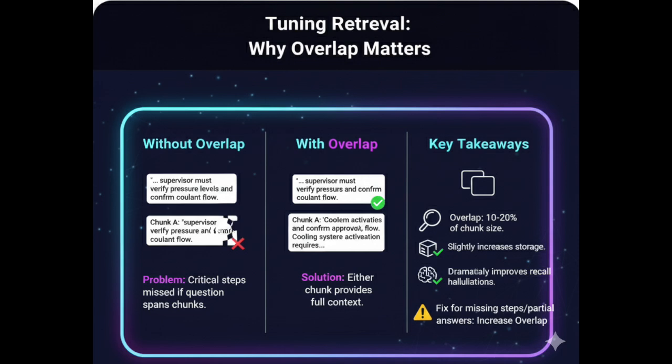Now add overlap. The second chunk repeats part of the first, verify pressure levels and confirm coolant flow. Cooling system activation requires approval from the chief engineer. Now either chunk contains enough context to answer correctly. This is why overlap exists. Exam rule to remember. Overlap is usually 10 to 20% of chunk size. Overlap slightly increases storage, but it dramatically improves recall and reduces hallucinations. If the question mentions missing steps, partial answers, or incomplete context, the fix is increase overlap.